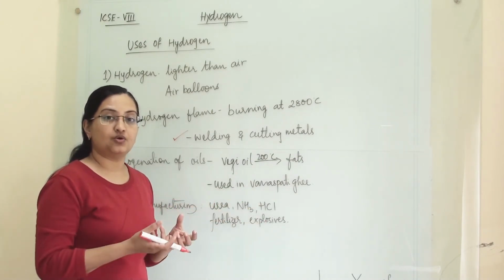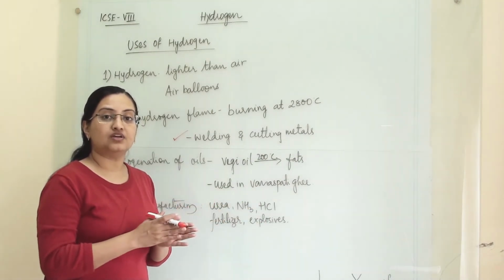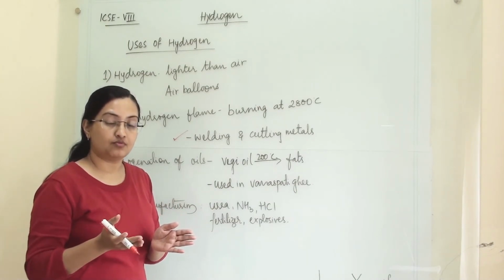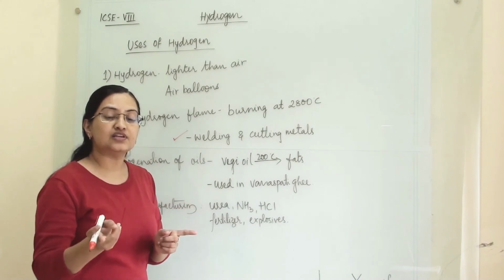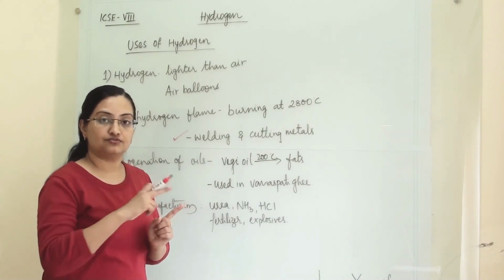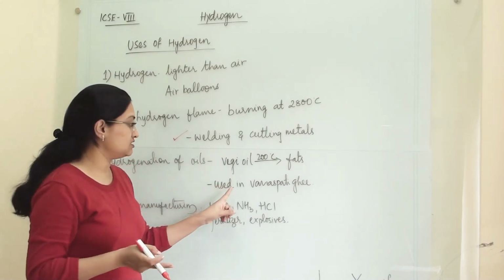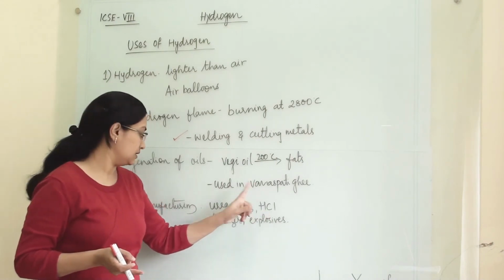On whatever vegetable oil there is, the hydrogenation reaction will be performed. That means we are adding hydrogen to it and it is converting into fats. So, from oil to fat. So it is used in vanaspati ghee.